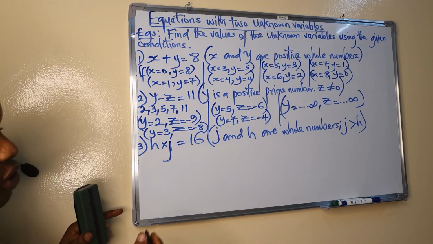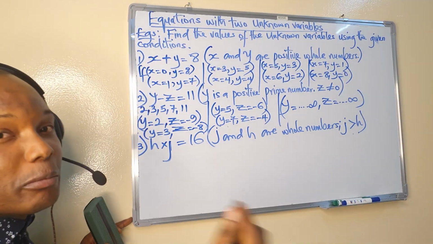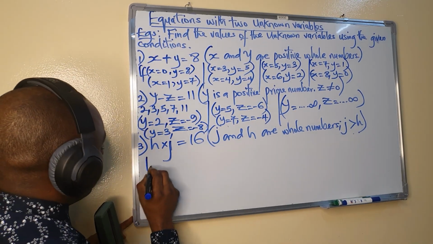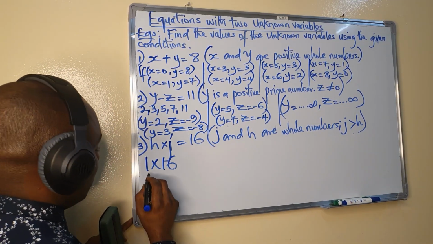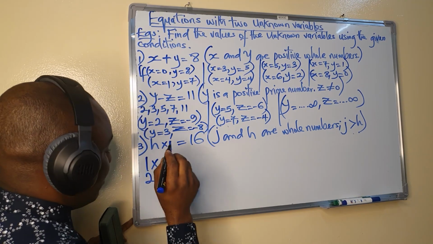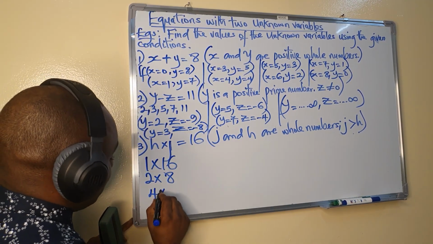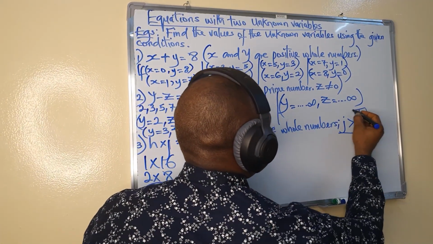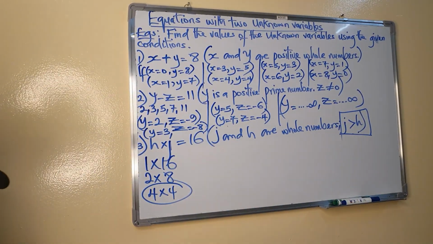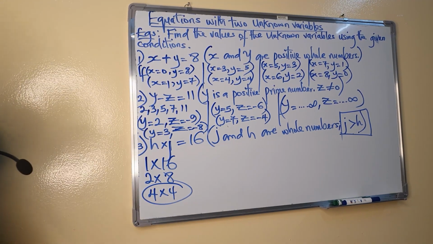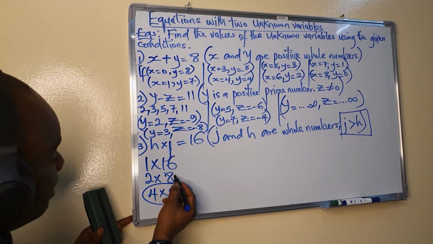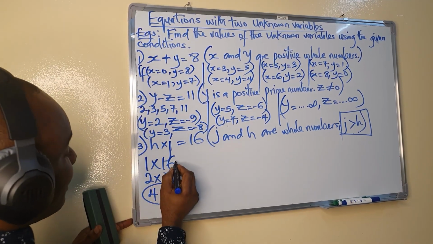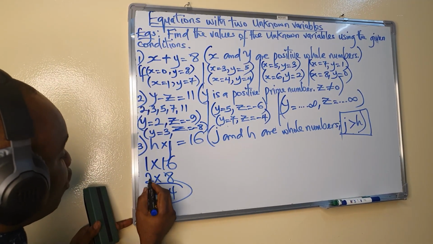Now, one thing that can help us is to find all two numbers that you can multiply together to give you the answer 16. The two numbers can be 1 times 16, 2 times 8, and the only other one would have been 4 times 4. But we cannot work with 4 times 4 because of this condition, which says that j must be more than h. Here, both of them are equal, so we're not going to work with it. In that case, notice, for the first part, 1 is less than 16. For the second part, 2 is less than 8.